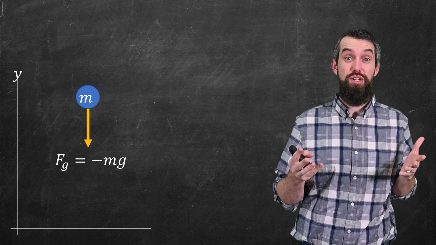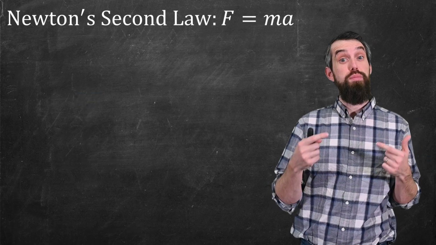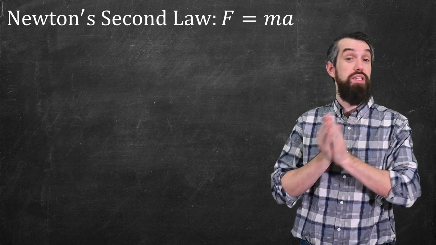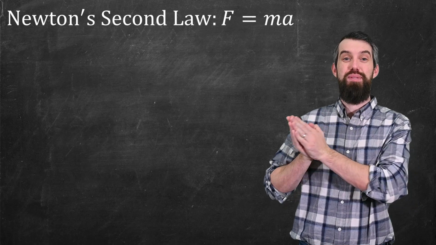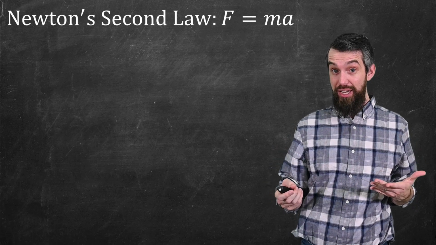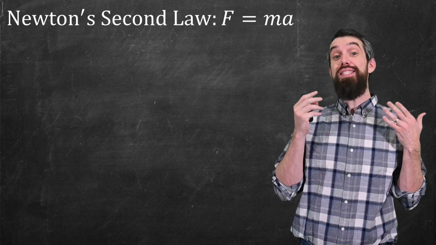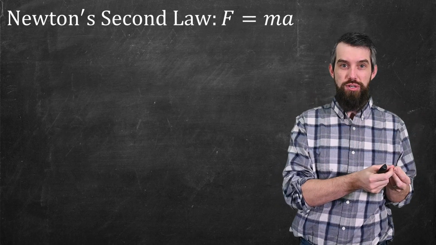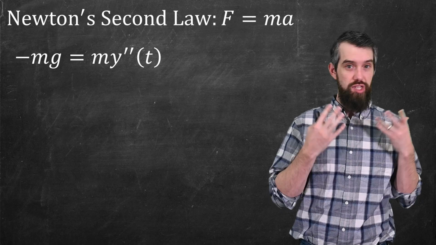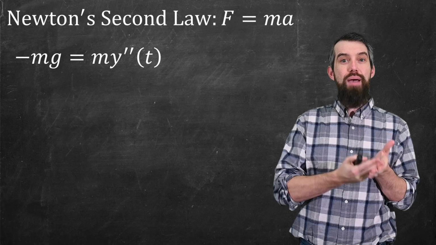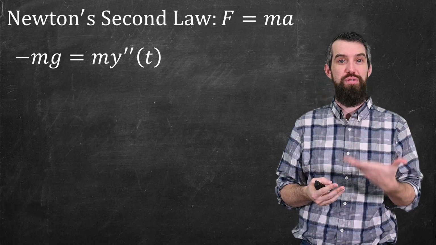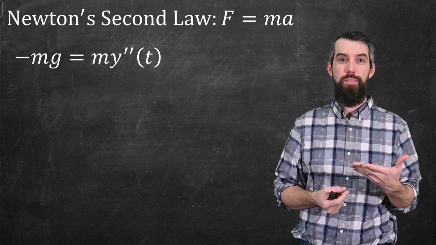Okay, so where's the differential equation? Well, it comes to us from Newton's second law, F equals mass times acceleration. The sum of the forces equaling the mass times the acceleration. So in this case, what is mass times acceleration? Acceleration is the second derivative of the position function. So I'll write it this way. The negative mg that we saw before, that's the only force on it, is equal to m times the second derivative of y. The acceleration is the second derivative of the position function, y of t.